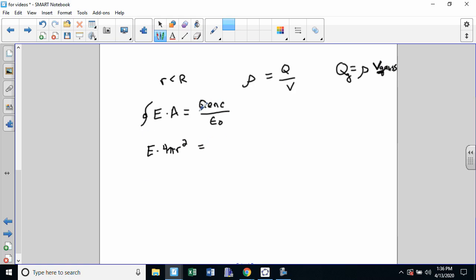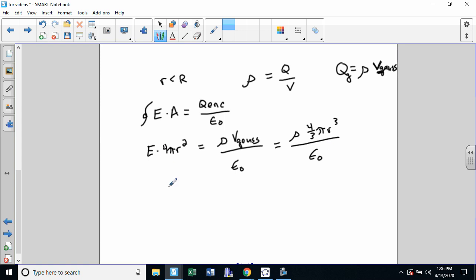So inside of my Gaussian shape, I've got rho times V of the Gaussian sphere, all divided by epsilon naught. But the Gaussian sphere has a radius of little r, so I know how to write volume of a sphere. That's just 4/3 pi r cubed, over epsilon naught.